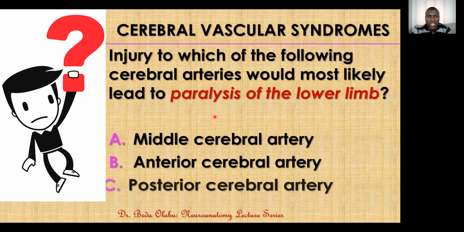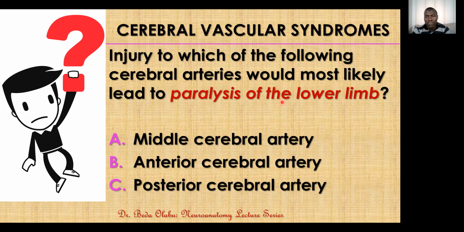So the second question here is, we have paralysis of the lower limb. So for you to paralyze the lower limb, it means we've affected something. Most likely, which gyrus? Anyone? Precentral gyrus. Yes, so we've affected pre-central gyrus. We have paralysis of the lower limb.